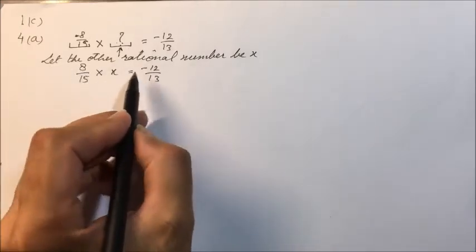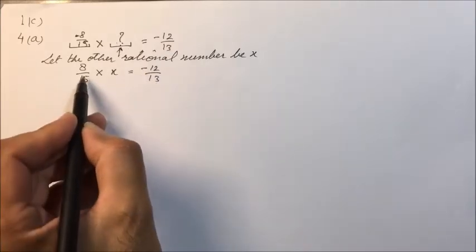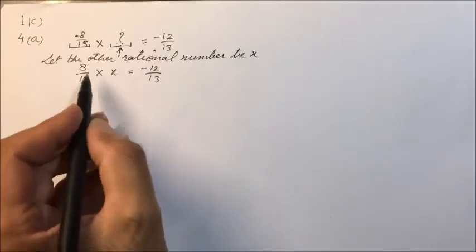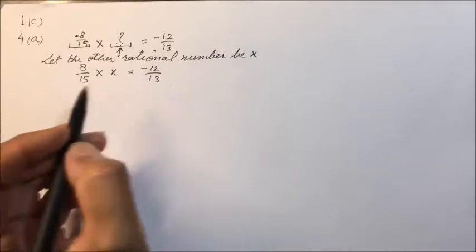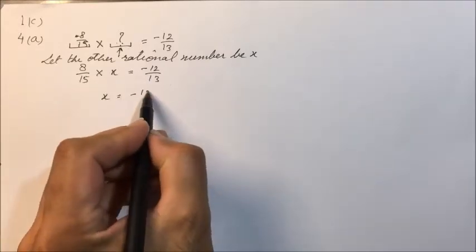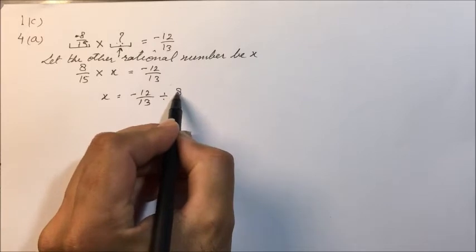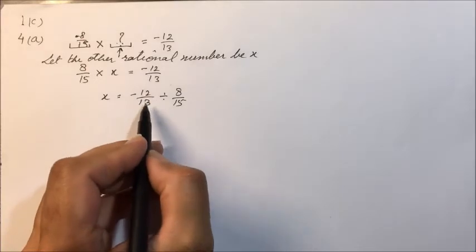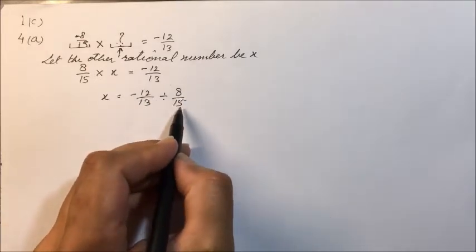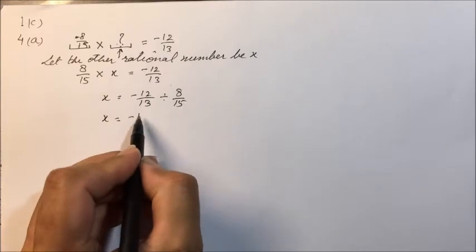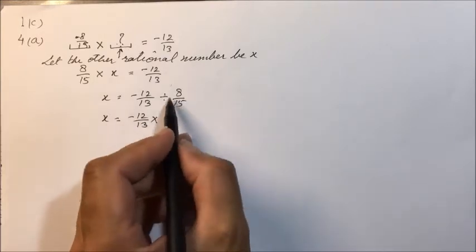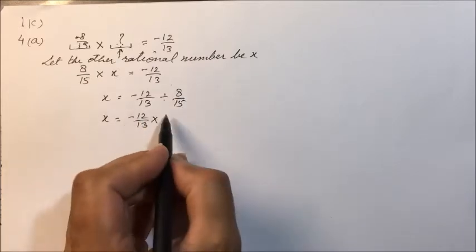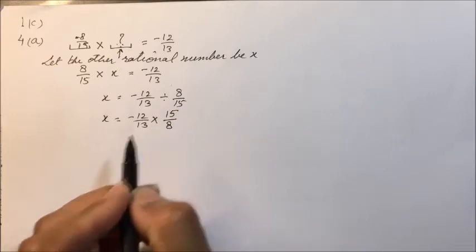So 8 upon 15 into x equal to minus 12 upon 13. As we take this from LHS to RHS, the multiplication will become divide. Here it is multiplied, here it will be dividing. So x equal to minus 12 upon 13 divided by 8 upon 15. This is clear? Now when we are multiplying, we have to take the reciprocal of this: denominator becomes numerator, numerator becomes denominator. It will be 15 upon 8.